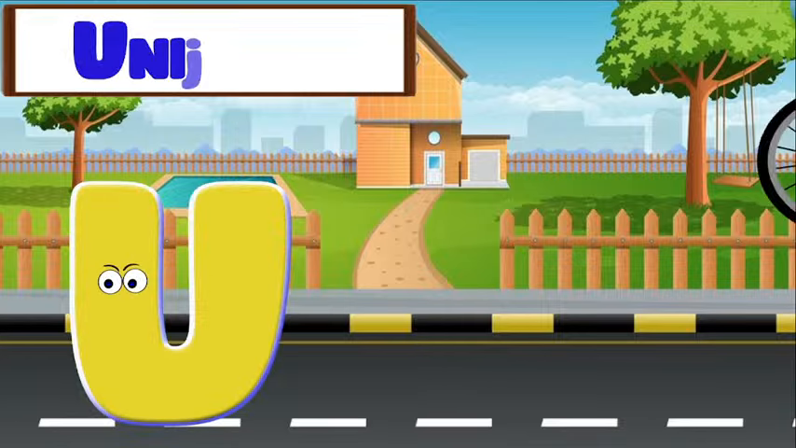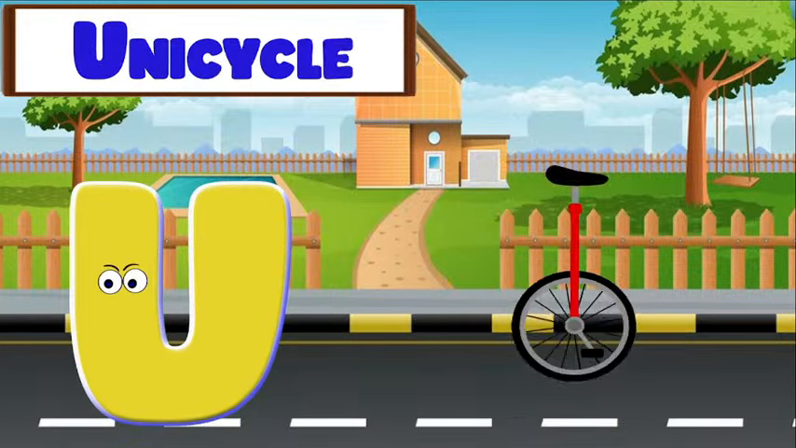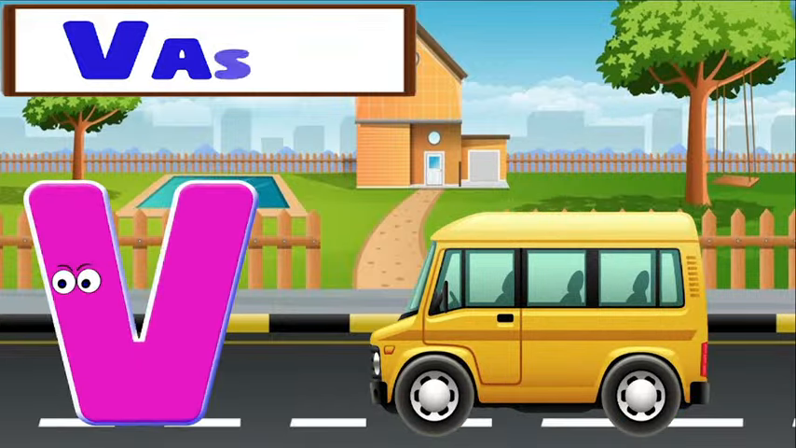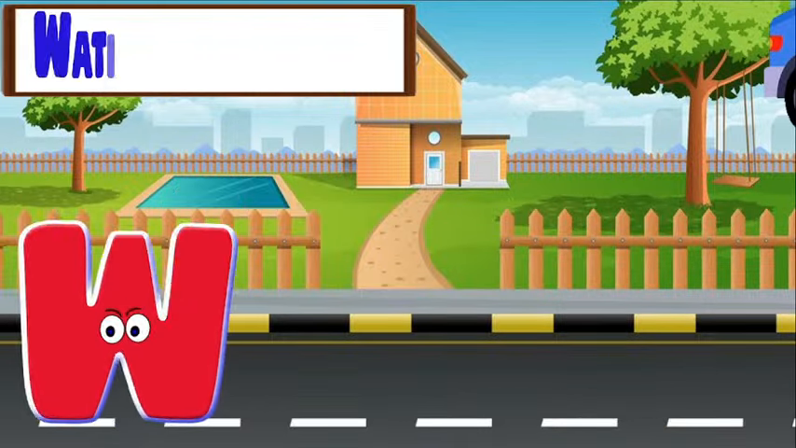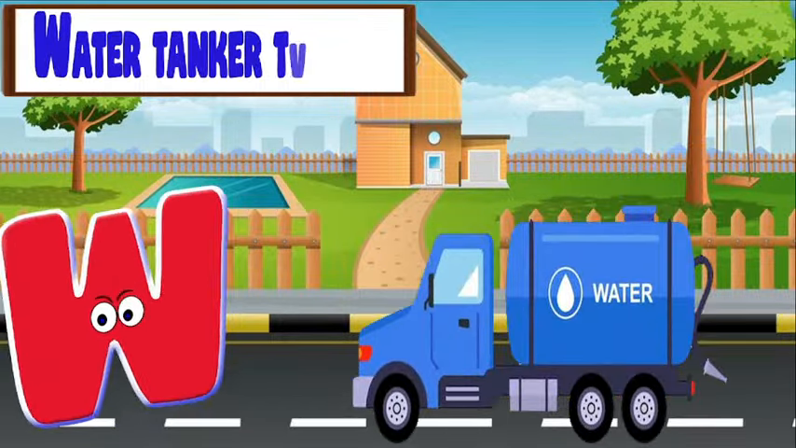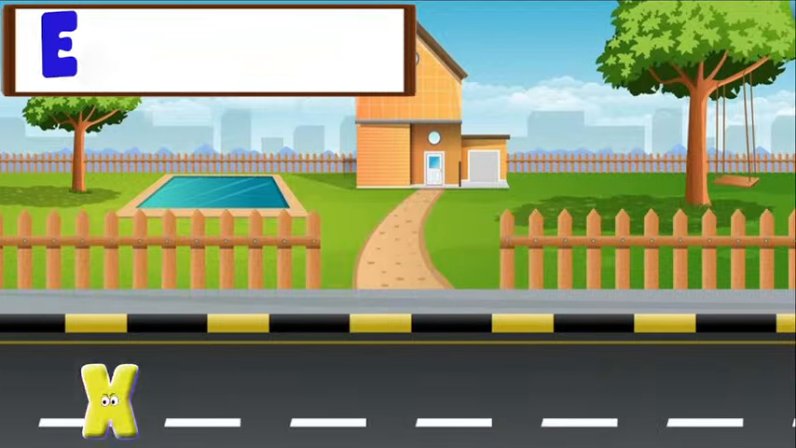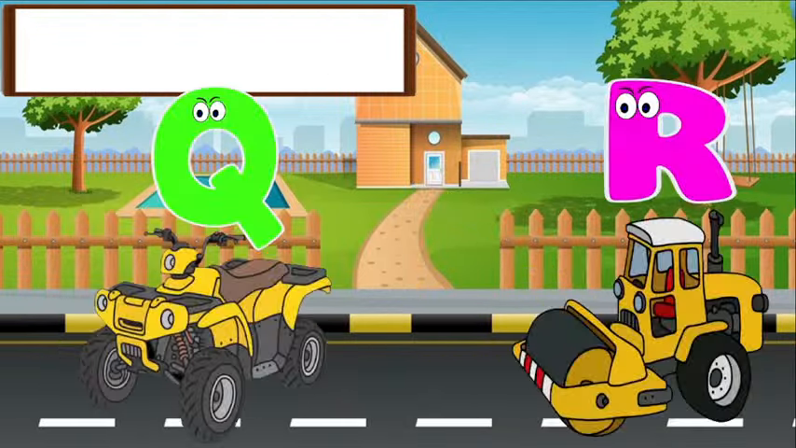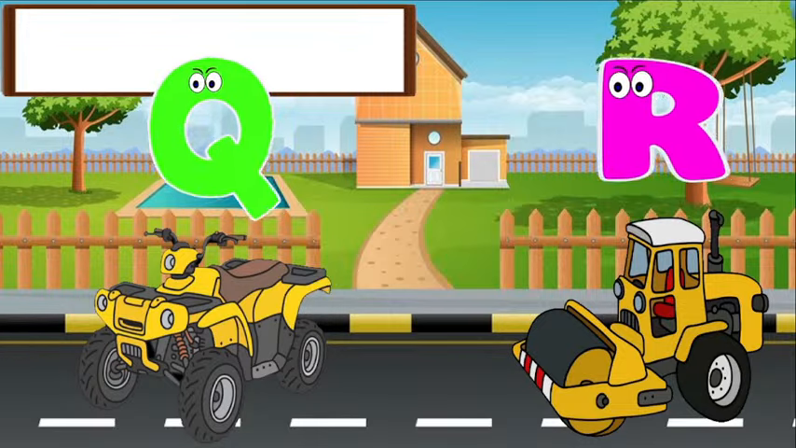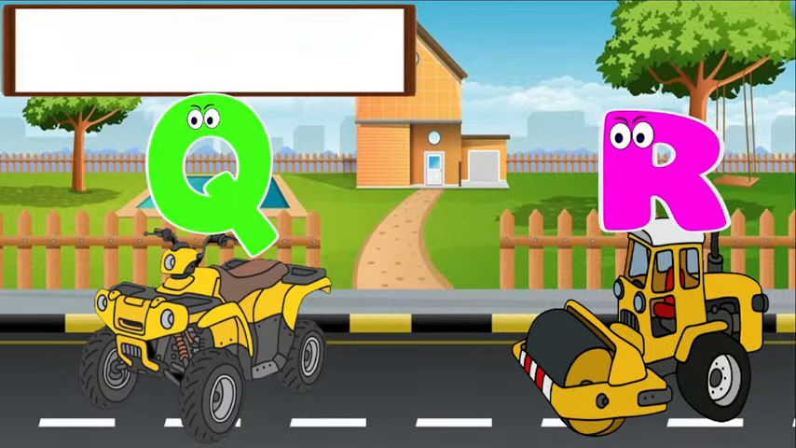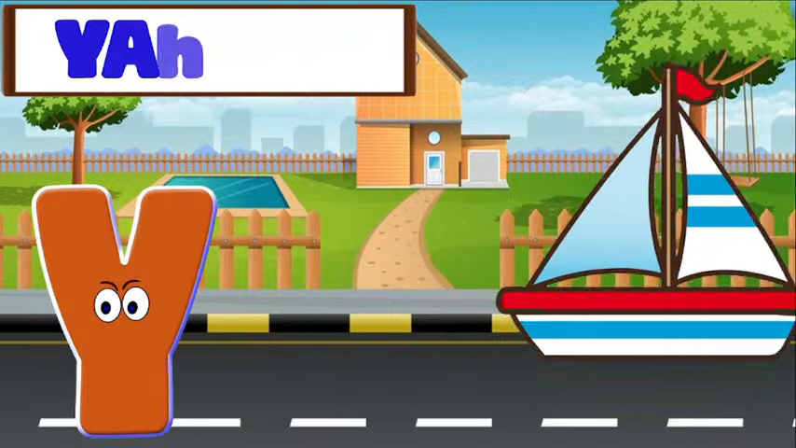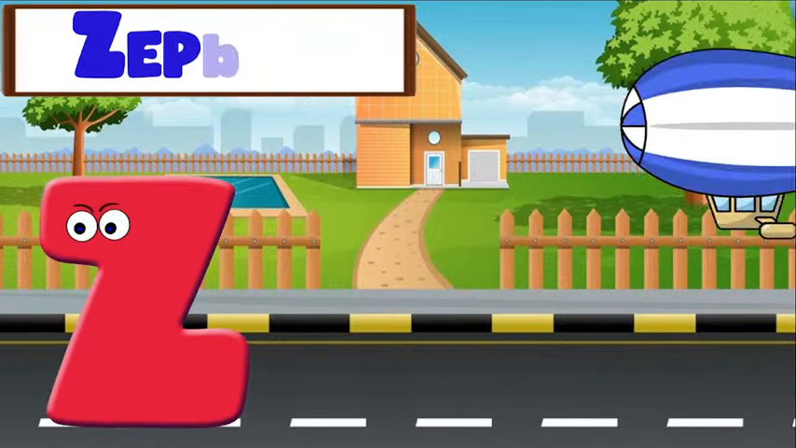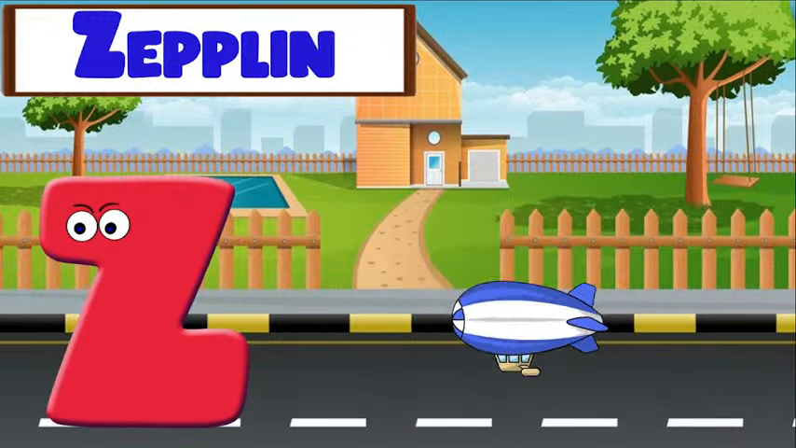U is for unicycle. V is for van. W is for water tanker truck. X is for excavator. Y is for yacht. Z is for zeppelin.